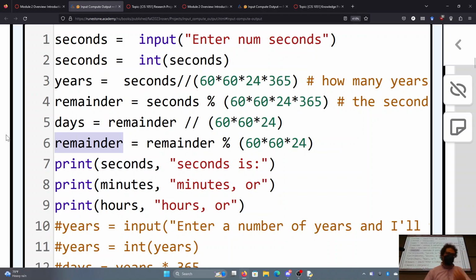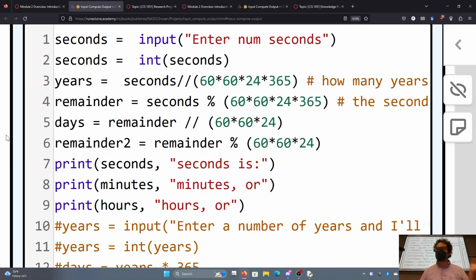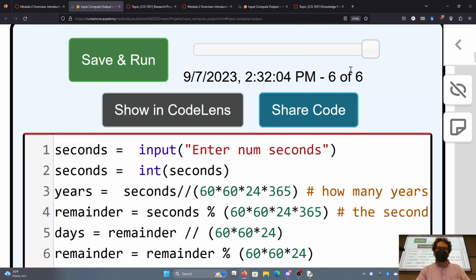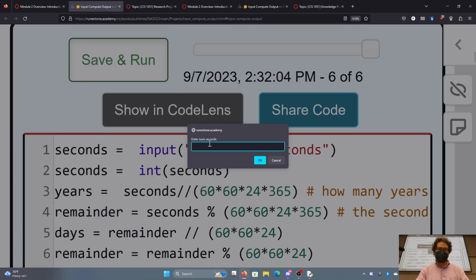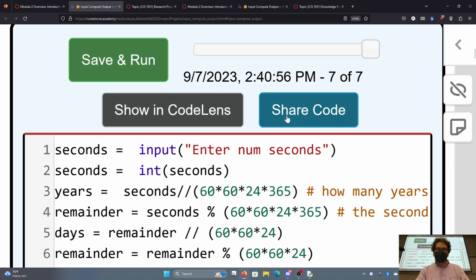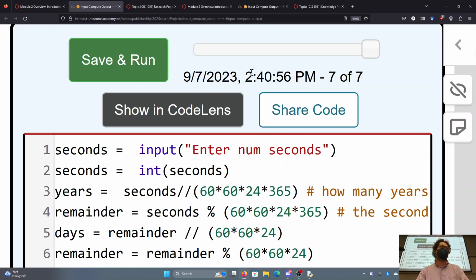I don't have to do that. I could do remainder 2, but why? That would just create another extra variable. I'm going to go ahead and save this, even though it's going to crash. I'll go ahead and share it with you so you have it for future reference.